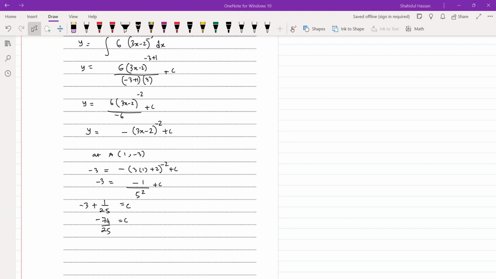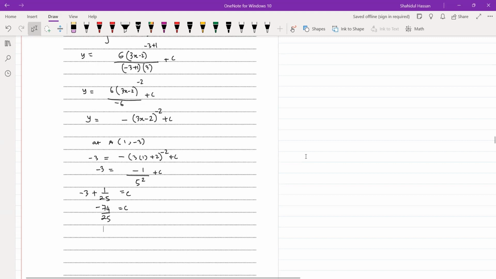Okay, I think I made a small mistake, so I'm going to check it. 3 ones are 3. Oh yes, I made a small mistake, students. This plus 2 should be replaced by a minus 2. I am extremely sorry for that mistake. So 3 ones are 3, minus 2 is 1, 1 to the power minus 2 is 1. Minus 1 taken to the other side should be a plus 1. So c is equal to minus 3 plus 1, which is minus 2.